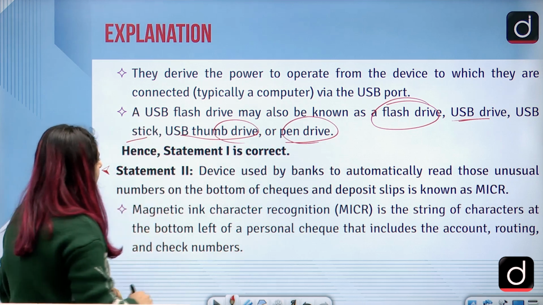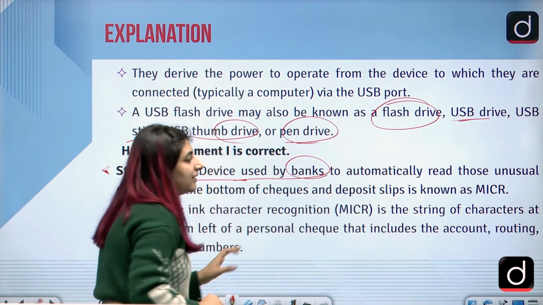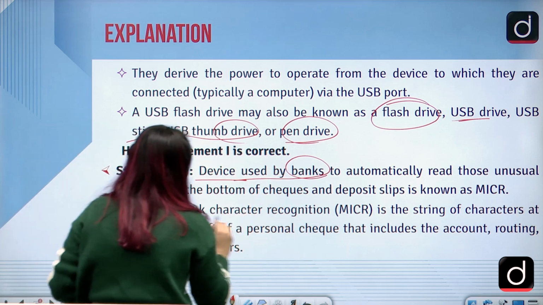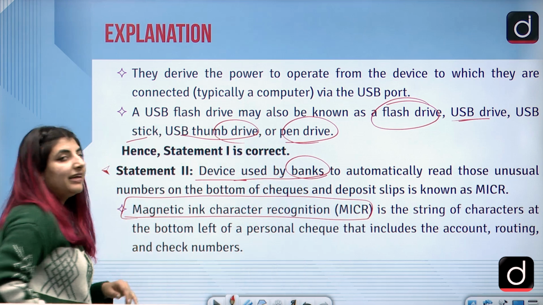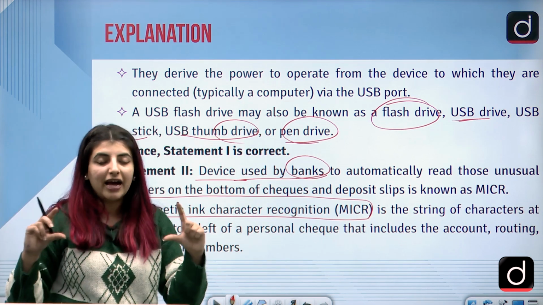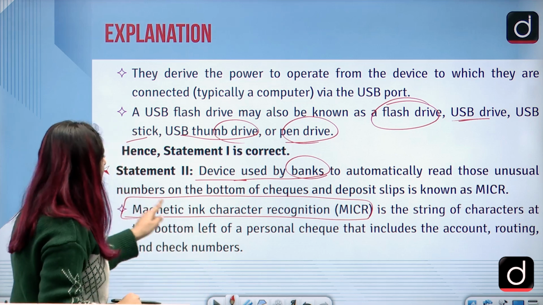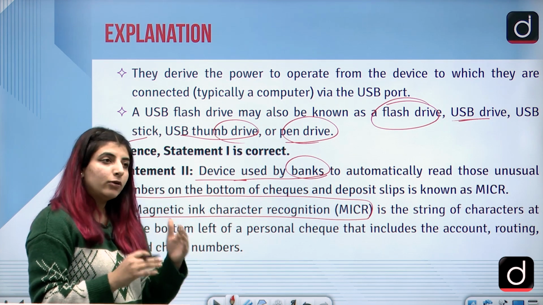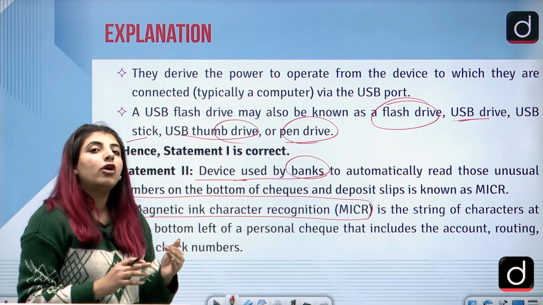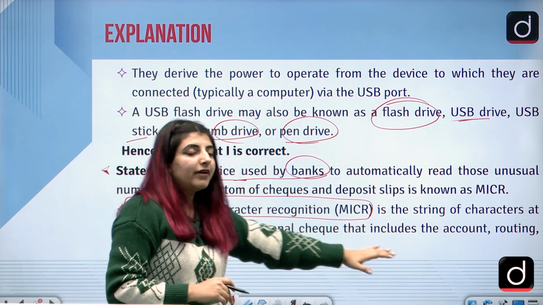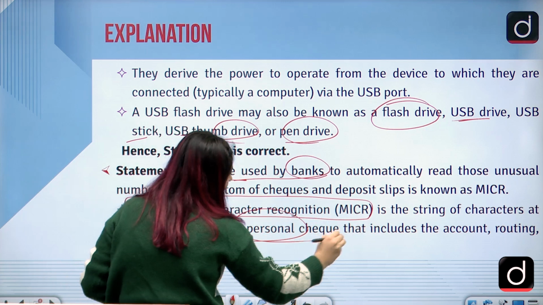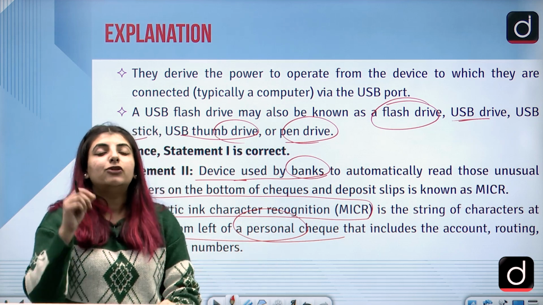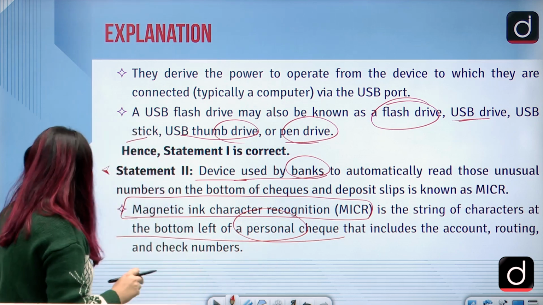Statement 2 says a device used by banks reads certain things which are in the form of MICR. So basically the full form of MICR is magnetic ink character recognition. If you have seen a check, you would have seen that at the bottom of the check there are certain numbers which are written differently from the normal writing that we do, even from normal computer fonts. It is a string of characters at the bottom left of the personal check that includes the account, routing and check numbers. So through the MICR the checks get read.